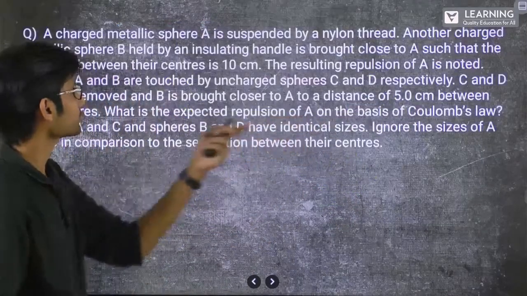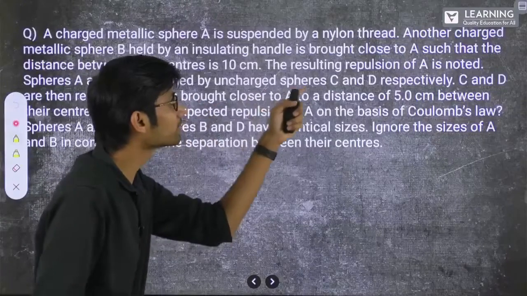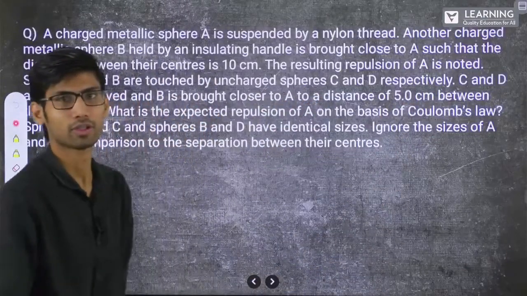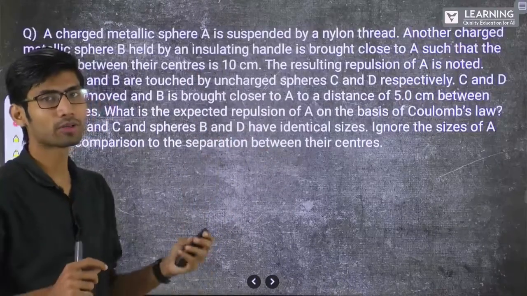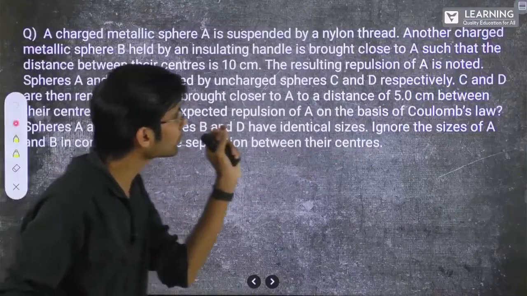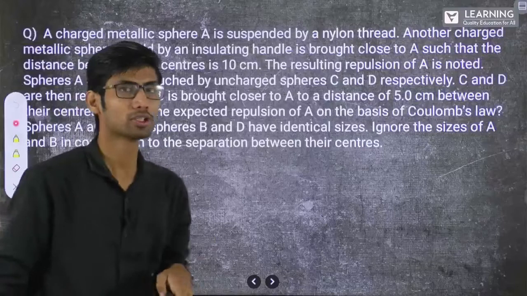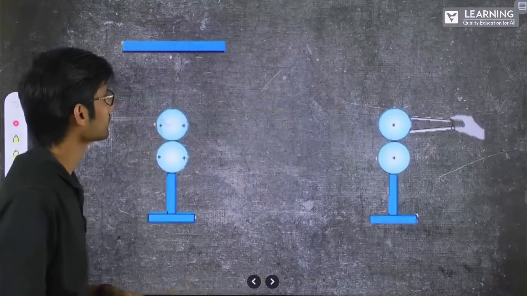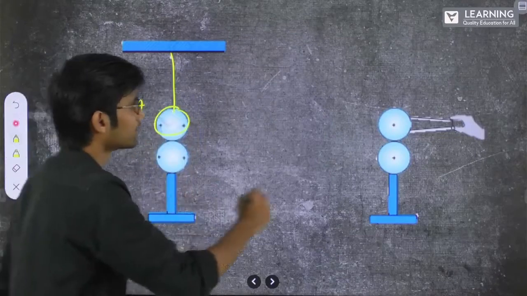Now, spheres A and B are touched by uncharged spheres C and D respectively. So now A and B were there. Uncharged spheres C and D were brought. C and D are then removed and B is brought close to A to a distance of 5 centimeter between their centers. So what they did is, this was A, this was B.